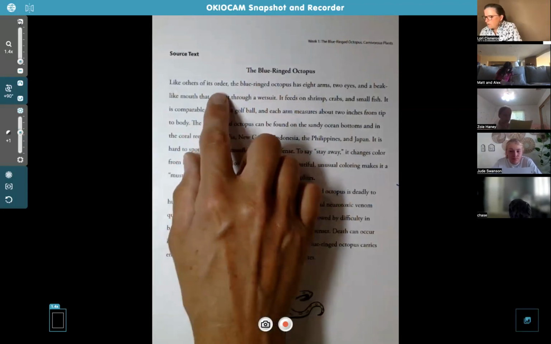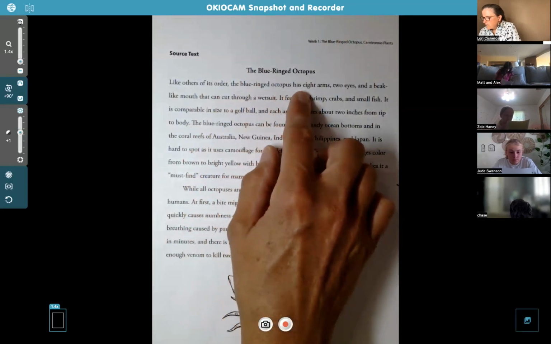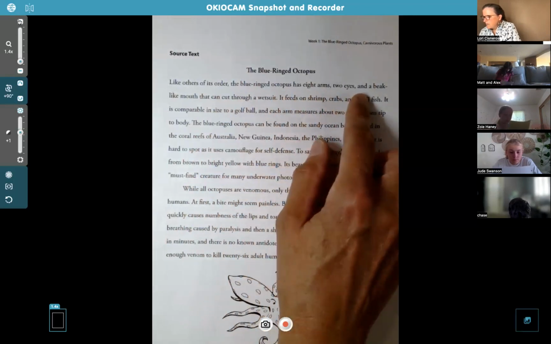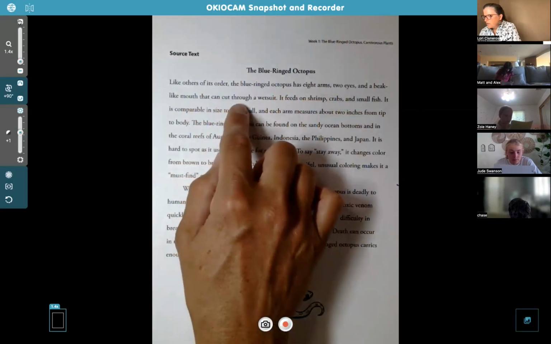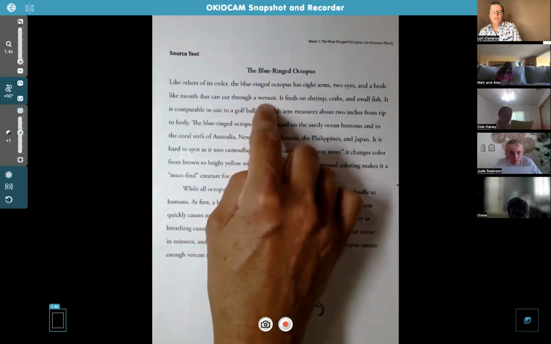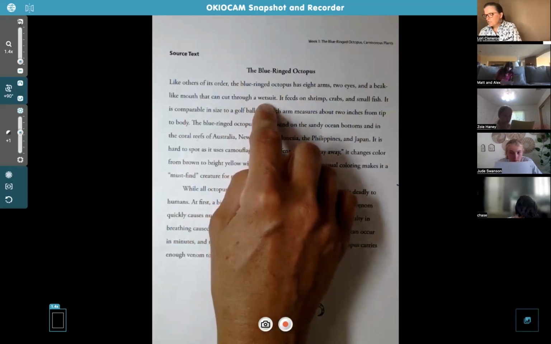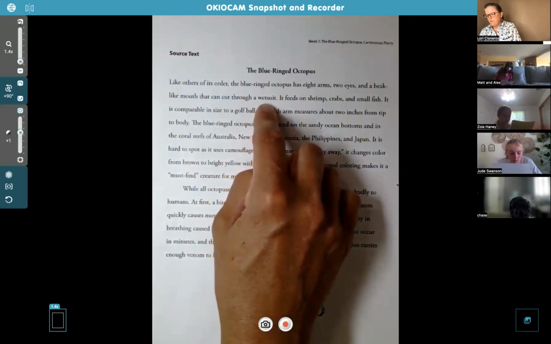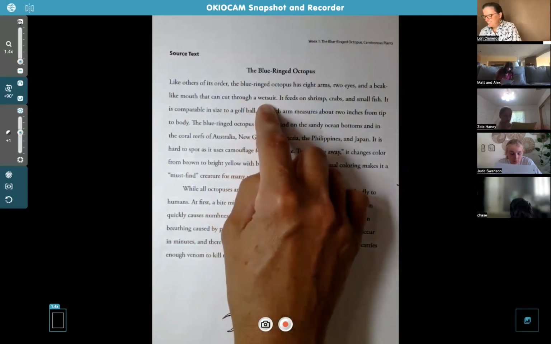Like others of its order, the blue-ringed octopus has 8 arms, 2 eyes, and a beak-like mouth that can cut through a wetsuit. I'm going to pause right there for a second because I don't know if you've ever seen a wetsuit. Usually surfers wear them. And they're soft, but they are very strong. So this creature, the blue-ringed octopus, can cut through a wetsuit with his mouth. So watch out for the blue-ringed octopus, okay?